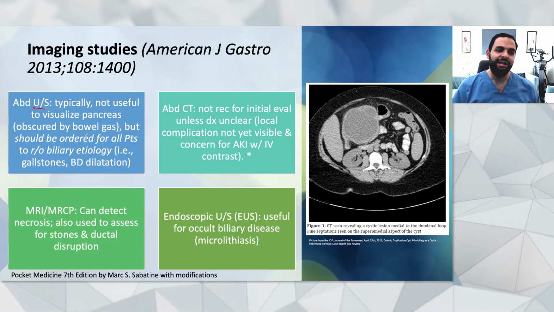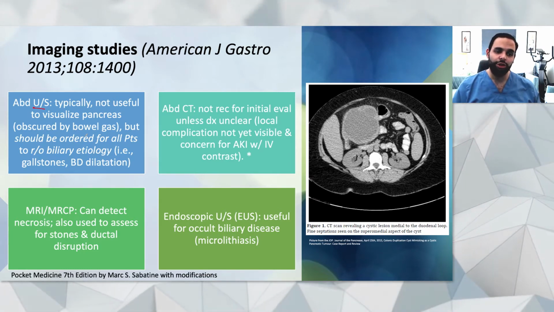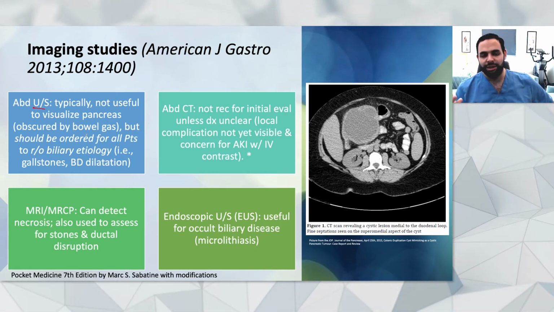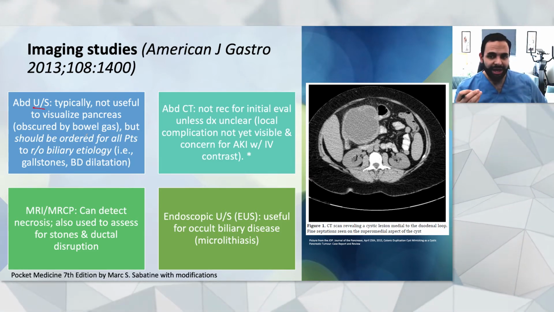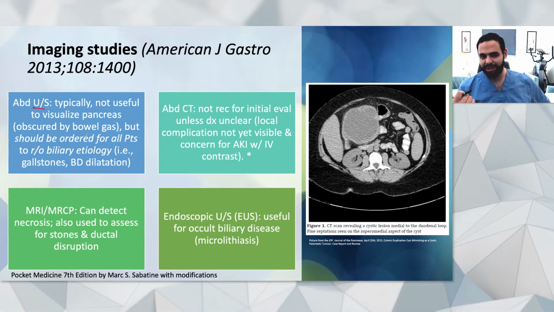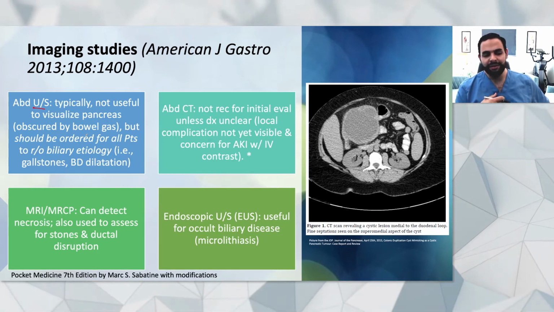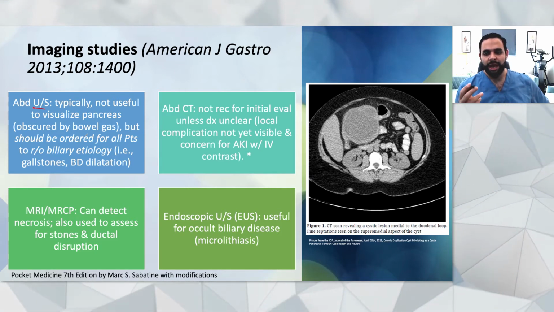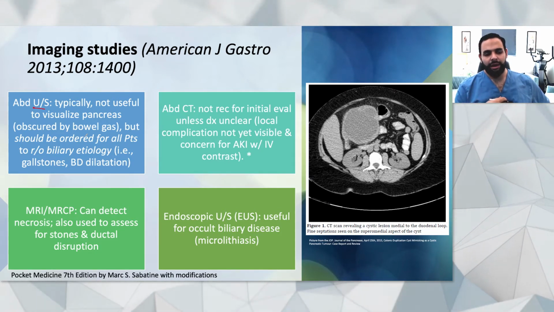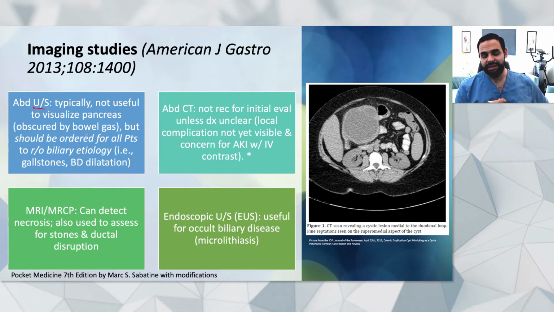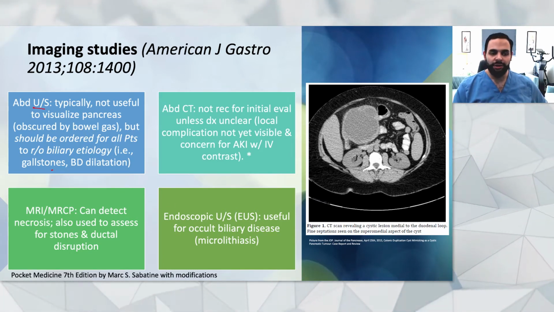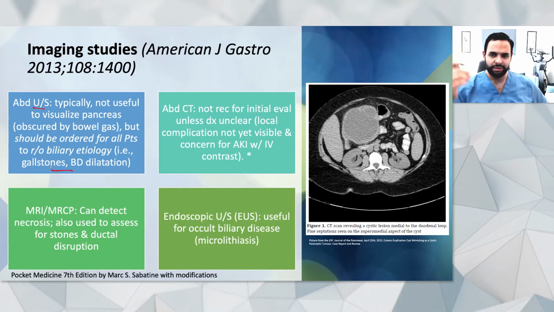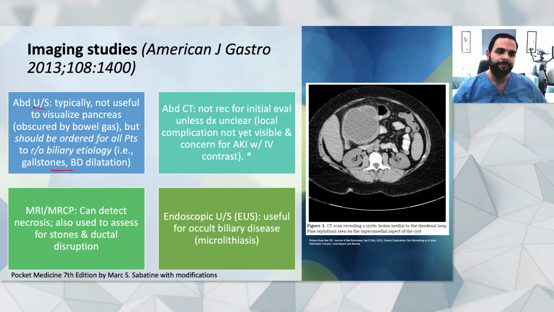So if you have too much gas, you have a bad picture, but it should be ordered. Ultrasound should be ordered for all patients to rule out biliary etiology. Well, we cannot visualize the pancreas all that well. We might be able to, but the benefit here is it can rule out biliary etiology such as gallstones and bile duct dilatation. And we know that gallstones are one of the most common causes globally. It's the most common cause in the United States.